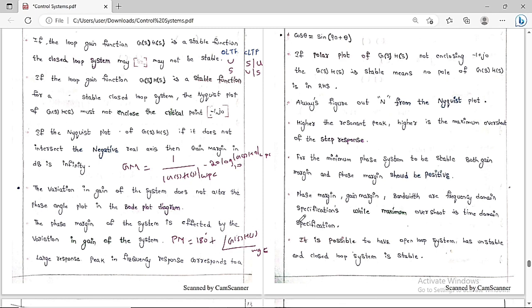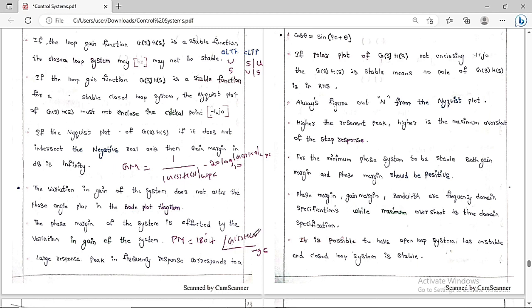So we can say as the value of gain K increases, omega GC increases, so this value changes, so the overall value also changes. So finally I can say whenever the gain of the system changes, the gain crossover frequency changes, the phase angle of G(s)H(s) changes, and therefore the phase margin also changes. So the phase margin of the system is affected by the variation in the gain of the system.